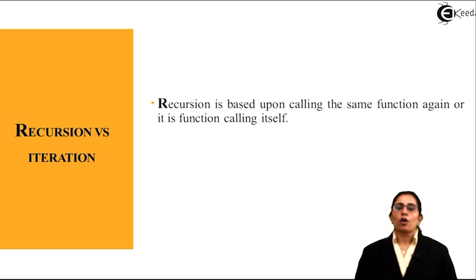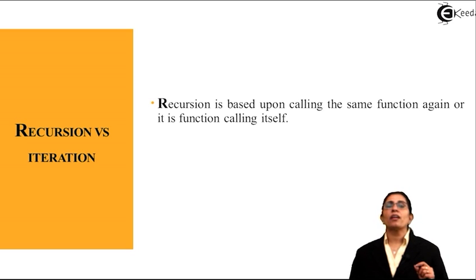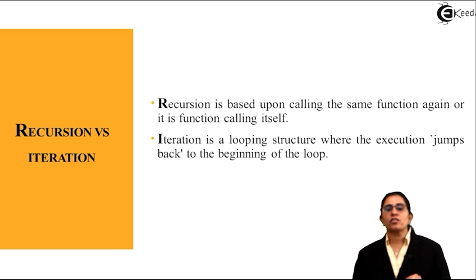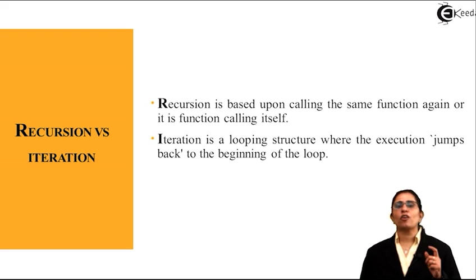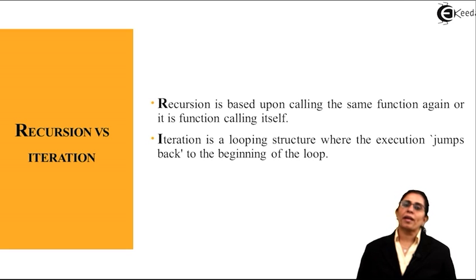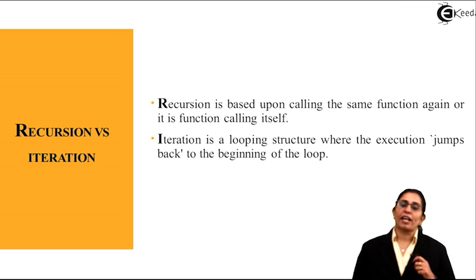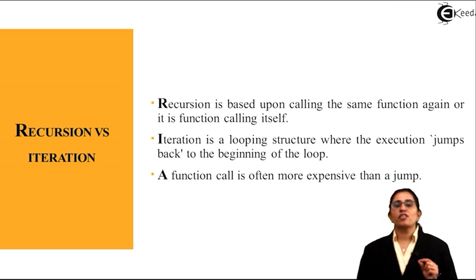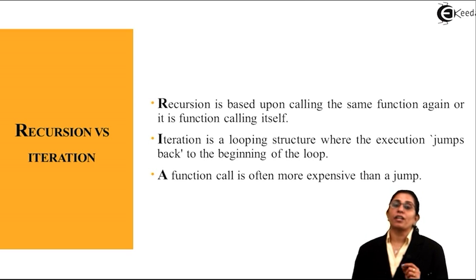So, how can recursion and iteration be compared? Recursion is based upon calling the same function again and again. That is, a function calling itself. That is known, in simple definition, as recursion. Iteration is a looping structure where the execution jumps back to the beginning of the loop, and a set of statements get executed in between this looping jump structure, where it goes from an initial condition to its final condition. A function call is often more expensive than a jump.